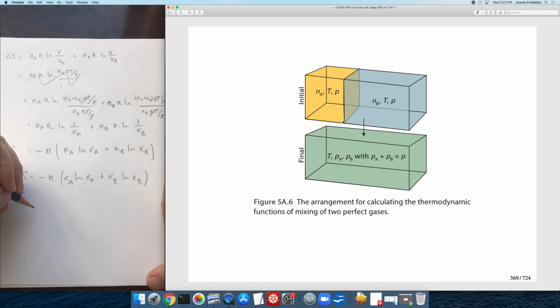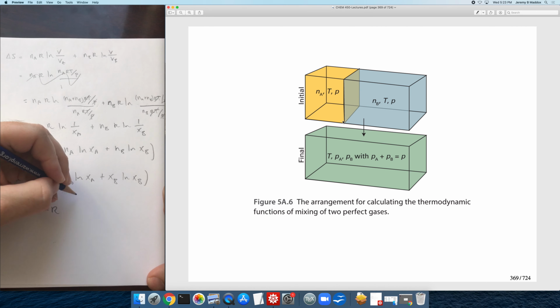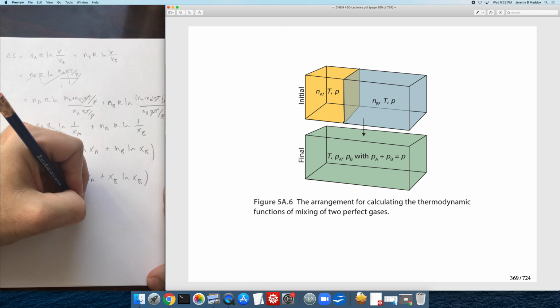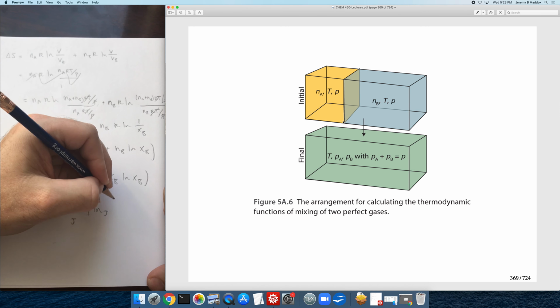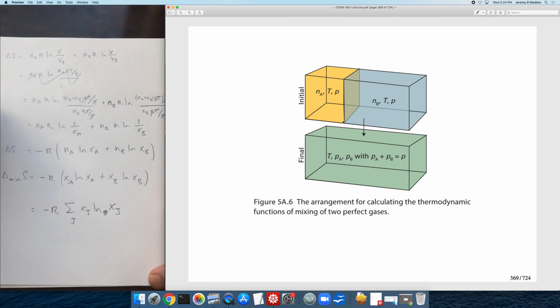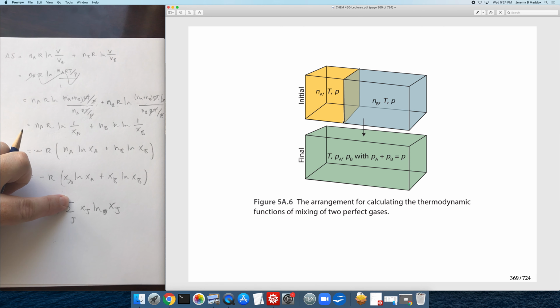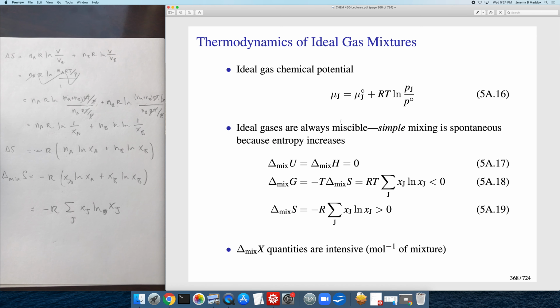And then finally, this generalizes to an arbitrary number of components, where you can do this for as many gases as you want. You just add up the same term over and over again for each gas. So then taking this expression and substituting it in for the change in the entropy of mixing gives you the Gibbs energy of mixing, which essentially multiplies it by a minus T. And so you get RT times this sum.